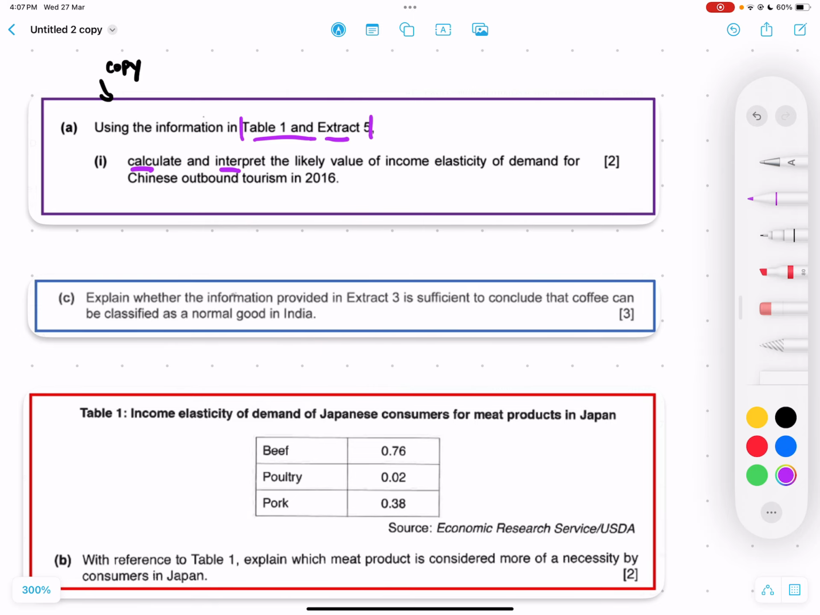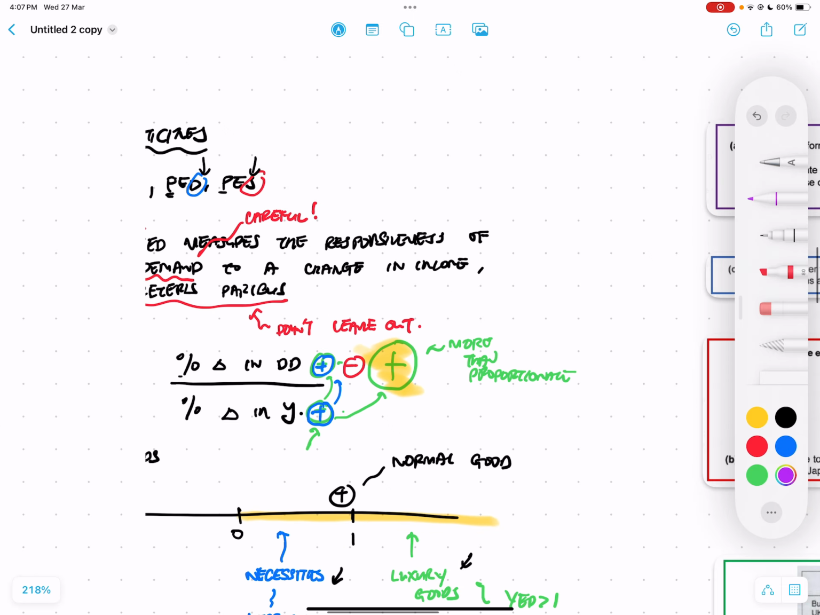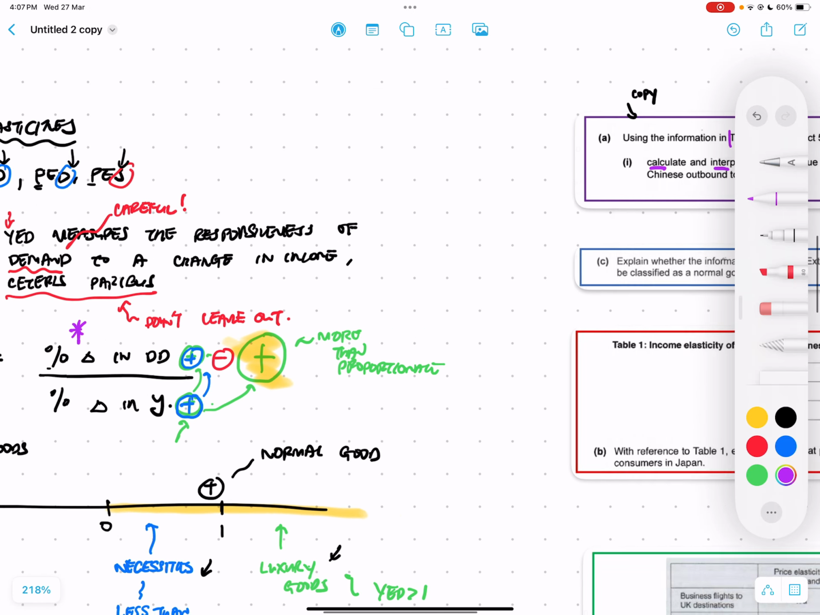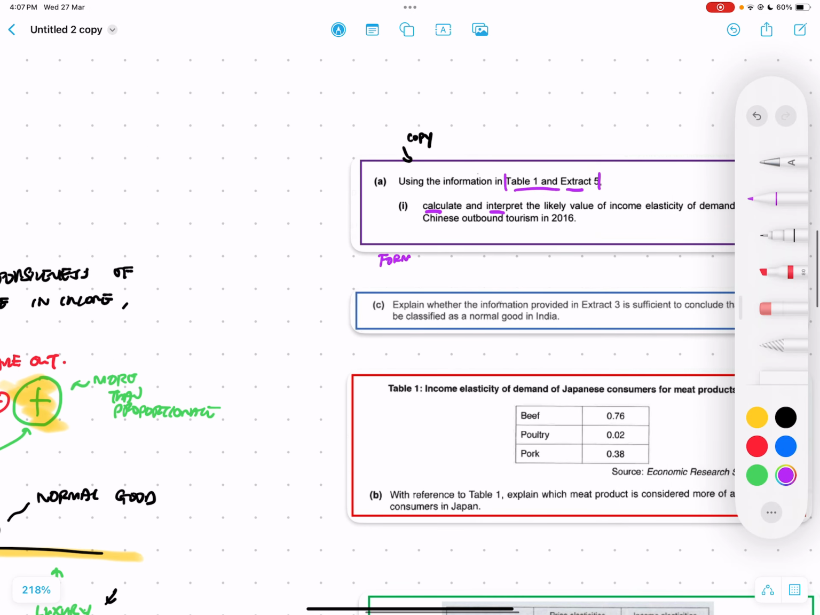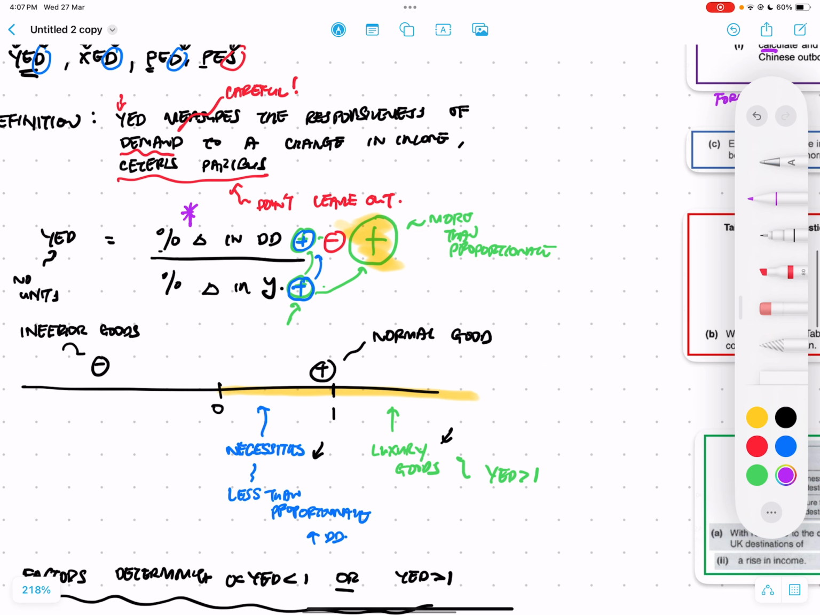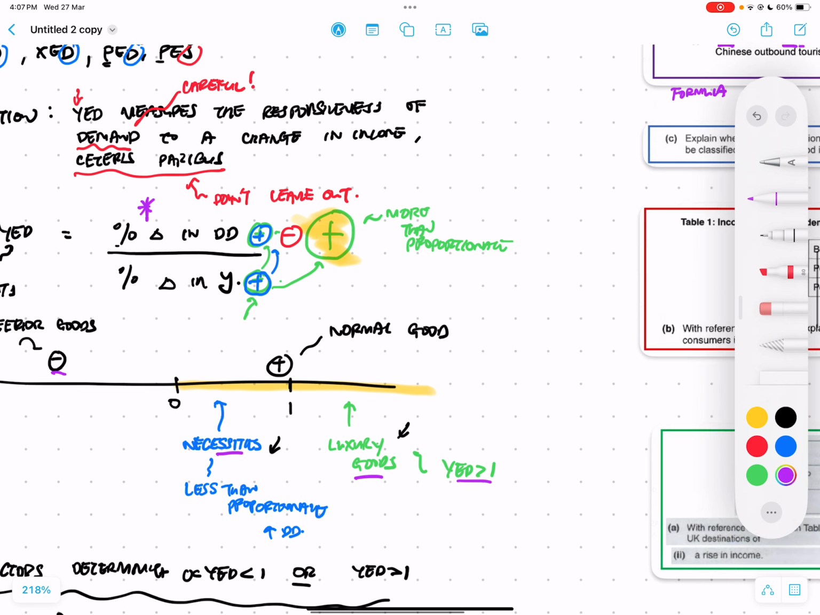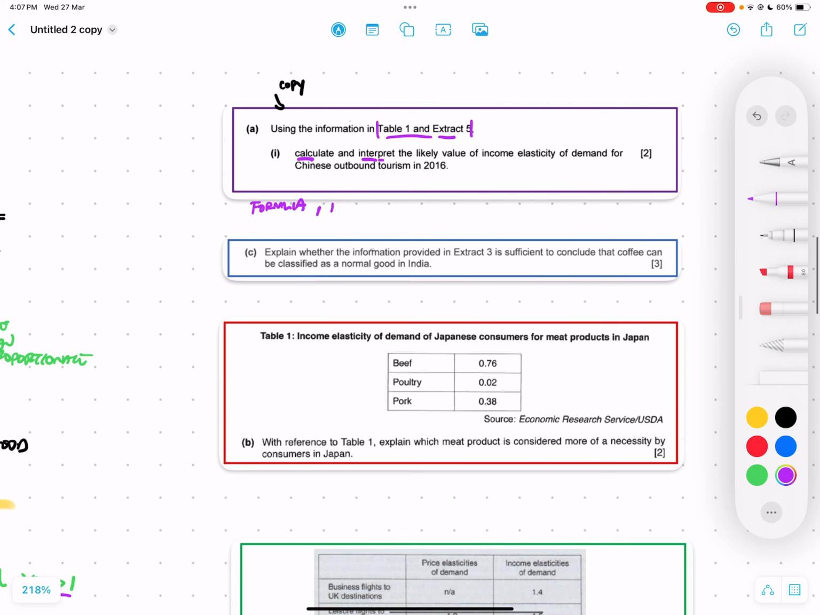Calculate and interpret. If you want to calculate, you've got to know the formula, naturally. And you've got to interpret, which means you've got to know what it means. If it's more than 1, it's a luxury good. If it's between 0 and 1, it's a necessity. If it's a negative value, it's inferior. So you've got to know the interpretation of the values.